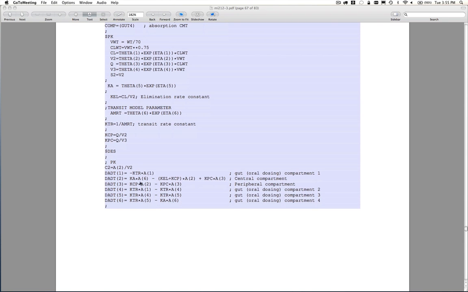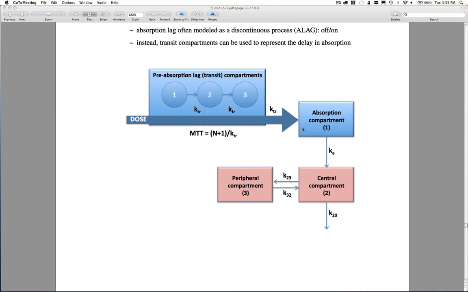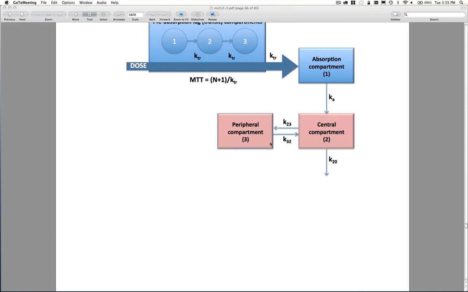Right, because this is Ka, the absorption from that final transit compartment. So you have the dose coming out of the initial dosing compartment into the first lag compartment, out into the second lag compartment, out into the third lag compartment, and then ultimately out into the circulation. The nomenclature here is a little bit backwards from what I just said. In the model I've just shown, compartment six is actually this final absorption compartment.